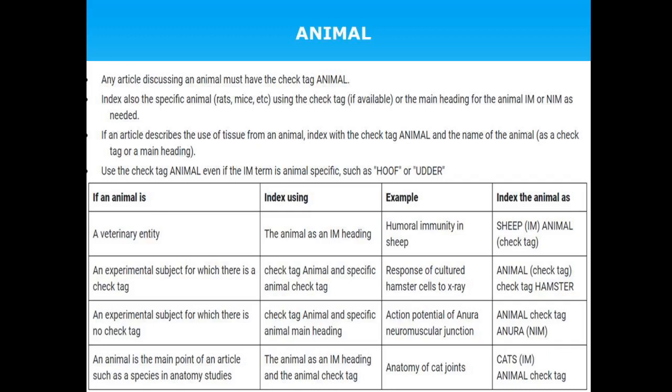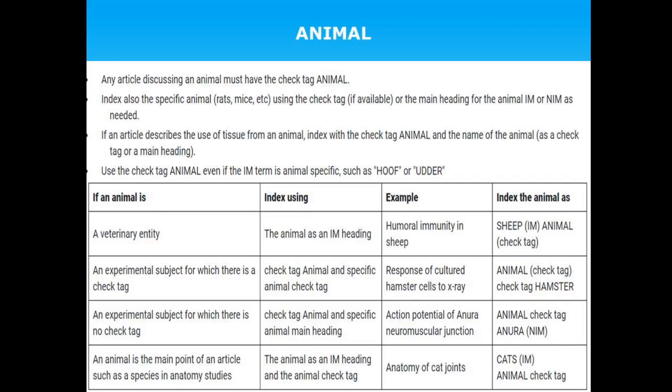And in case of point 4, if the animal is the main point of the article, that is, if animal is IM of the article, such as species in anatomy studies, then as an indexer, you should be using the animal as an IM. They have clearly mentioned animal as a main point. Then it automatically becomes IM, and the animal definitely becomes a check tag. General class is animal, general tag is animal, and the specific animal they are talking about, for example, anatomy of cat joints.